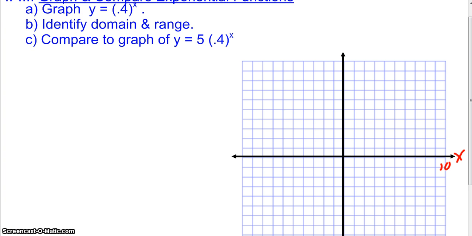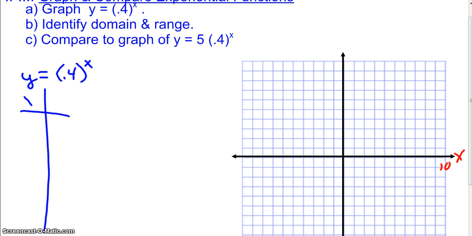Okay, so let's start with the first equation, y equals 0.4 to the x. And so what must we do? Table. We've got to find points. And the values, Vivian, that we would put in for x: -2, -1, 0, and 2. Good.